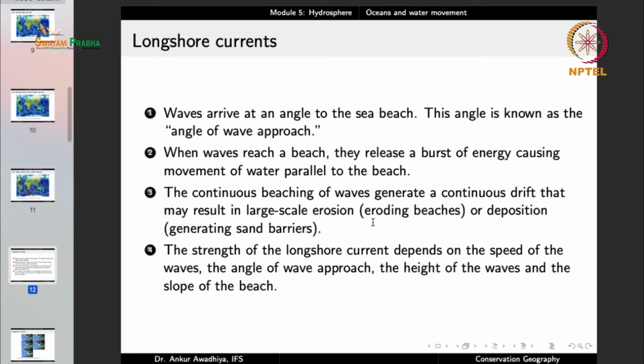So we get different landforms in the form of eroded beaches, sand barriers, spits, and so on that are generated because of the longshore currents. Now, the strength of the longshore current depends on a number of factors: the speed of the waves, because the more the speed, the more quickly the energy is getting released, and so the waves will be more powerful. The angle of the wave approach, the height of the waves, and the slope of the beach.